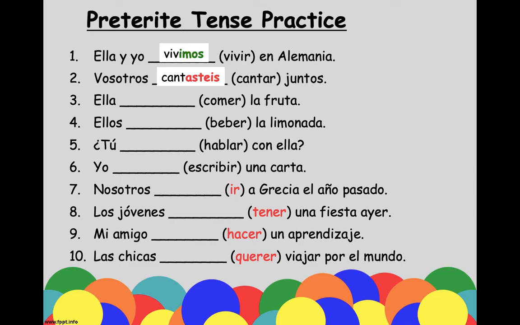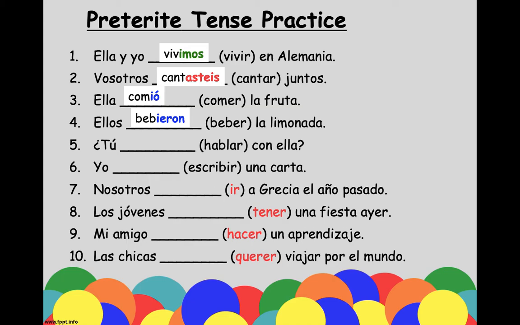Question 2. Vosotros cantasteis juntos. So that's a regular AR verb meaning to sing. So take your AR off, put your -asteis on, and it means you plural sang together. Question 3. Ella comió la fruta. So again, another regular ER verb in the she form. She ate the fruit. Question 4. Ellos bebieron la limonada. So very similar to number 3, but it's they, not she. So they drank the lemonade using an ER verb ending.